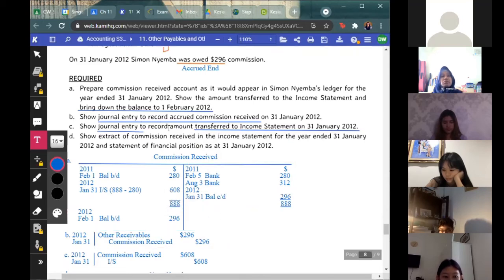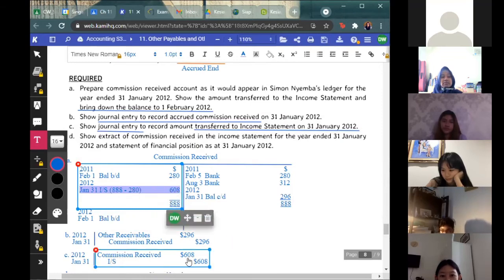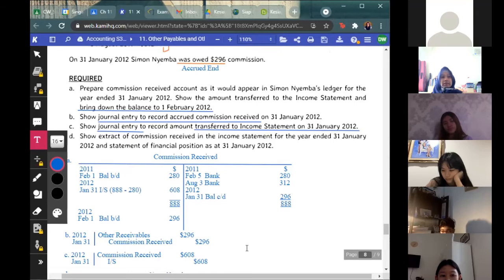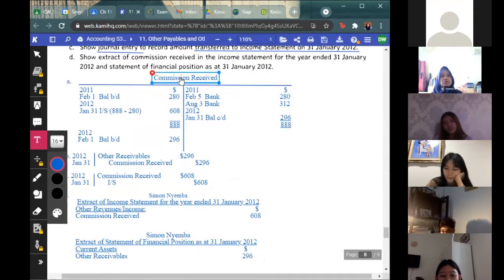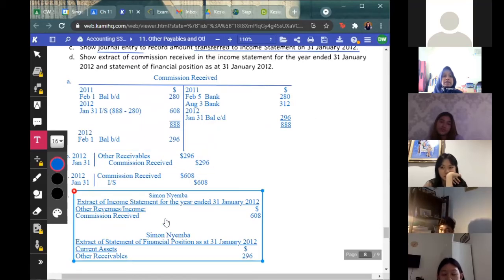To record the amount transferred to the income statement, the amount is this one, 608. So the journal entry will be commission received in the debit side and then IS in the credit side. The date is also at the end of the accounting period. Next is extraction of the income statement and statement of financial position to show the connection with the commission received. In the extraction of the income statement, commission received is other revenues or other income.